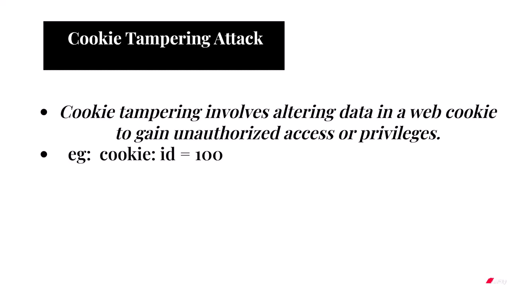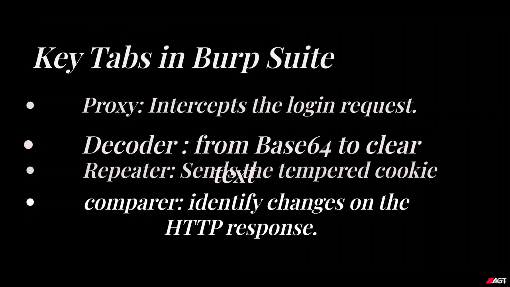So to effectively perform a cookie tampering attack using Burp Suite, we'll be using four main tabs: proxy, decoder, repeater, and comparer. So let's dive into each of these tabs and understand their roles in the process. The first step is to intercept a request that contains a cookie. For that, we are going to use the proxy tab. And next we need to decode the cookie value if it is encoded. For that, we're going to use the decoder tab.